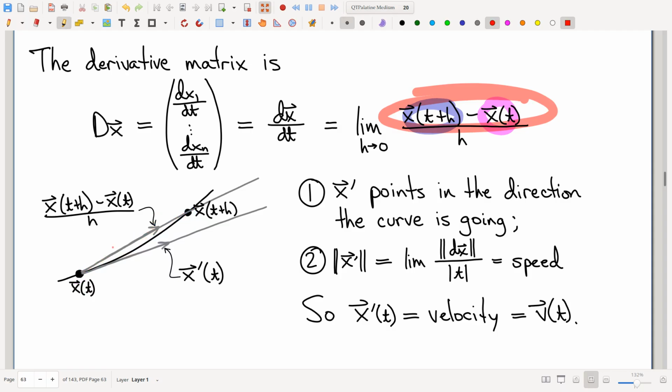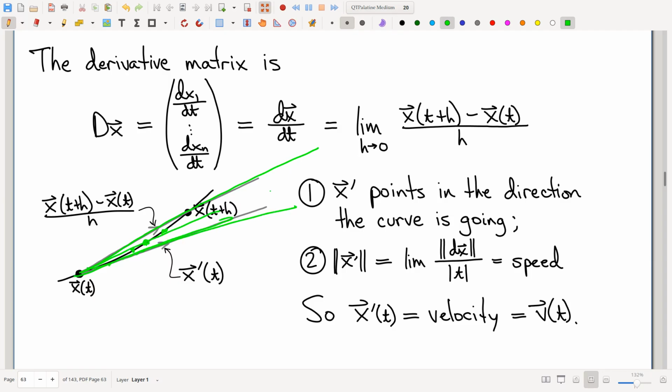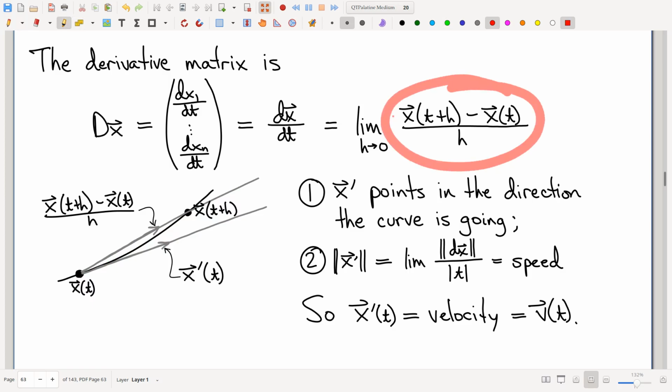So now I appeal to your sense of geometry. This secant line, as h approaches 0, these points will get closer and closer, and those secant lines will become closer and closer to tangent lines. And what that means then is that this big expression here, don't forget to divide by h, will be a vector that's closer and closer to being a tangent vector.